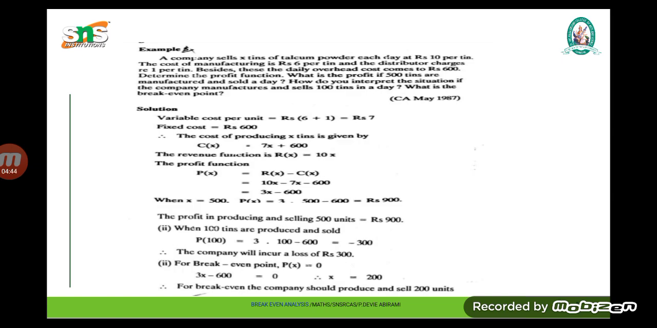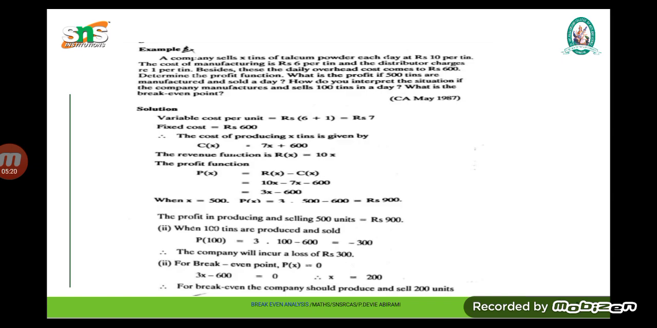Here we are going to calculate three problems. So for the profit function, my formula is R of x minus C of x. My R of x is 10x minus 7x minus 600, that is 6 plus 1, the distributor charge and the production charge. Altogether will give a profit function as 3x minus 600. Instead of x, if I am producing 500 units, then my answer is 900. If I produce 100 tins, I will get the loss of minus 300 rupees. So it is not possible.